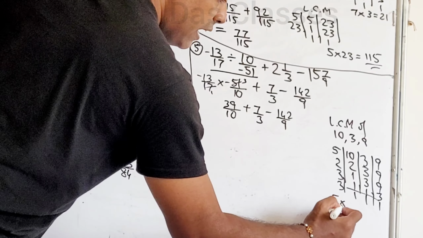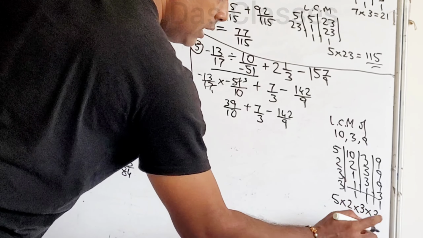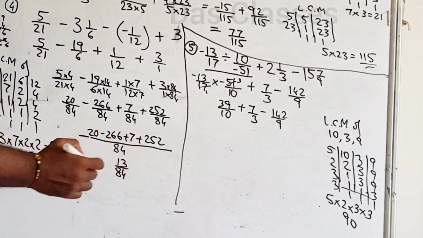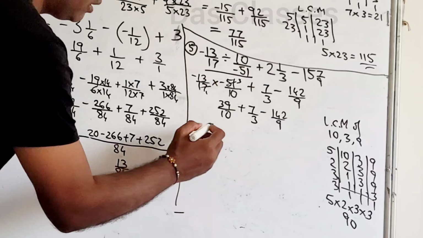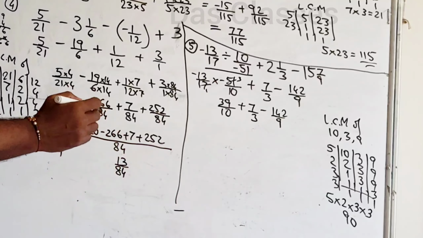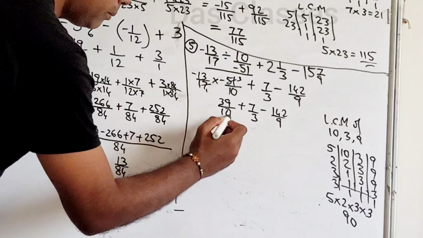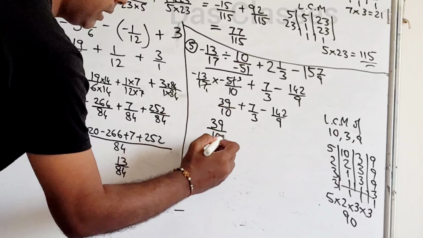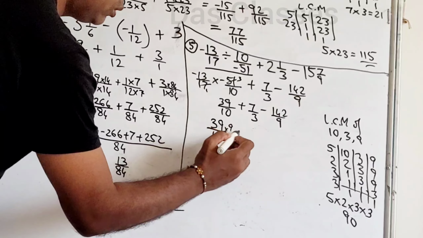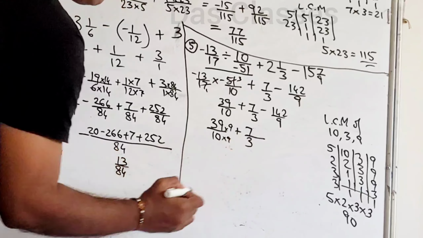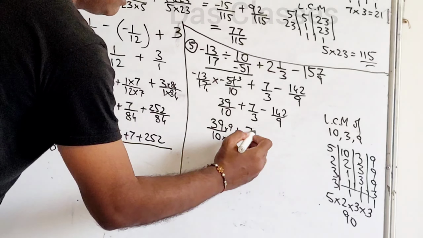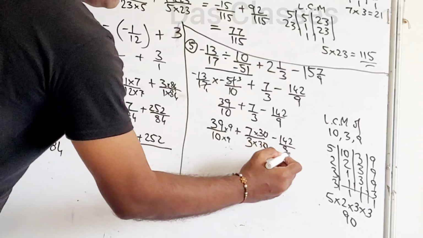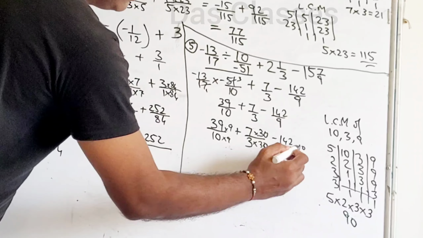So the LCM is 5 into 2 into 3 into 3, that is 3 3s are 9, 90 is the LCM. So what we'll do is, in the denominator we should have 90, so we have to multiply this by 9. We'll do it in the next step so that it doesn't become untidy. 10 into 9 and 10 into 9. In the case of 7 upon 3, we have to multiply it by 30 into 30. It's what, 142 upon 9. You have to multiply this by 10 to get 90, this by 10.